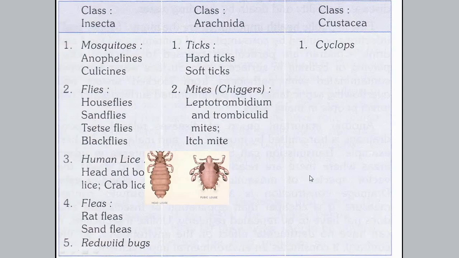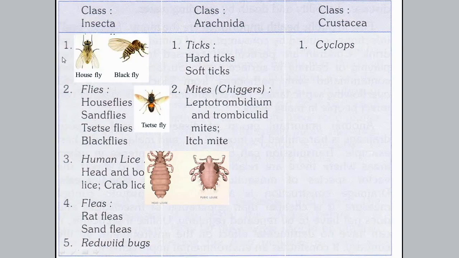These are all the other groups of insects which are of medical importance other than mosquitoes. This is the louse. The shape itself makes you identify it as a head louse. Then this is the pubic louse. More or less the images present in the slides will be the same. Because of the poor preparation of the slides, it may be very difficult to identify.